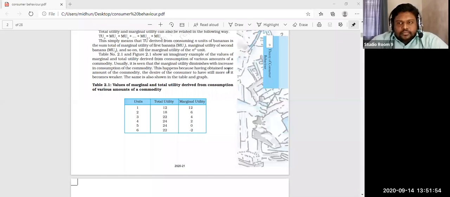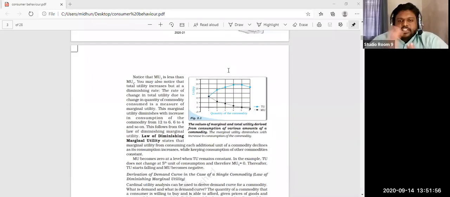Explain the law of diminishing marginal utility. It is a 3-mark question, so you want to write the answer fully and properly.